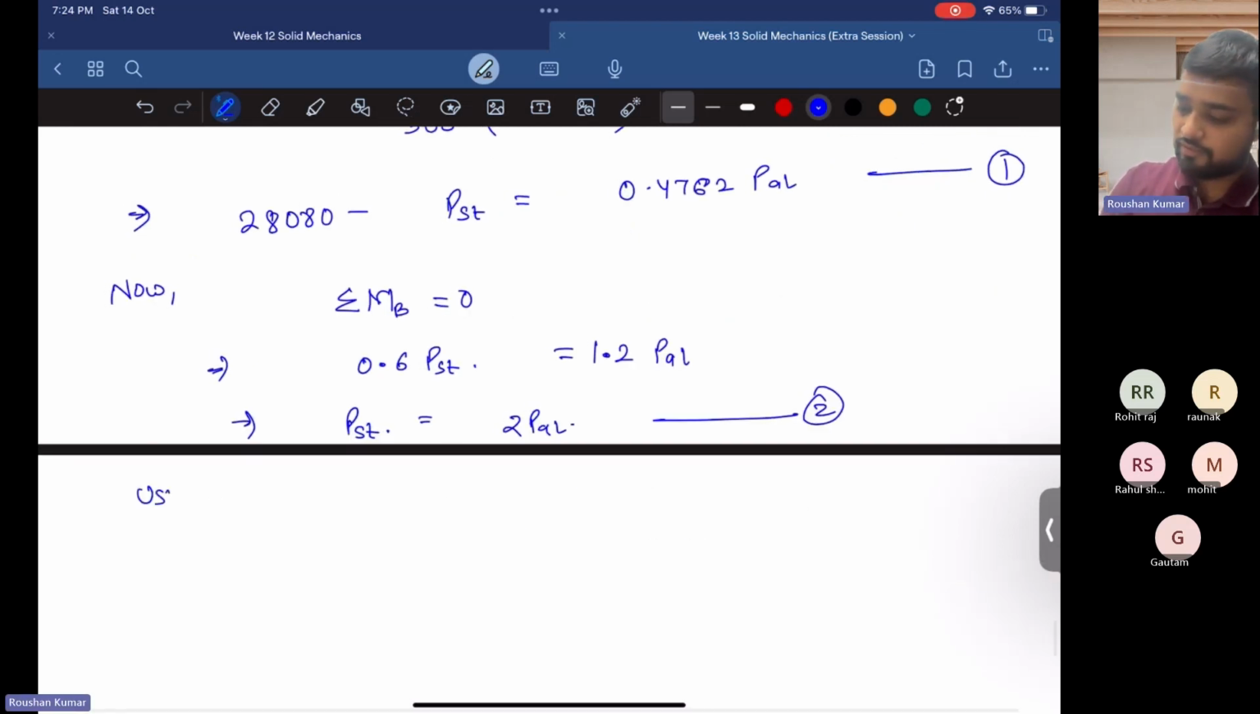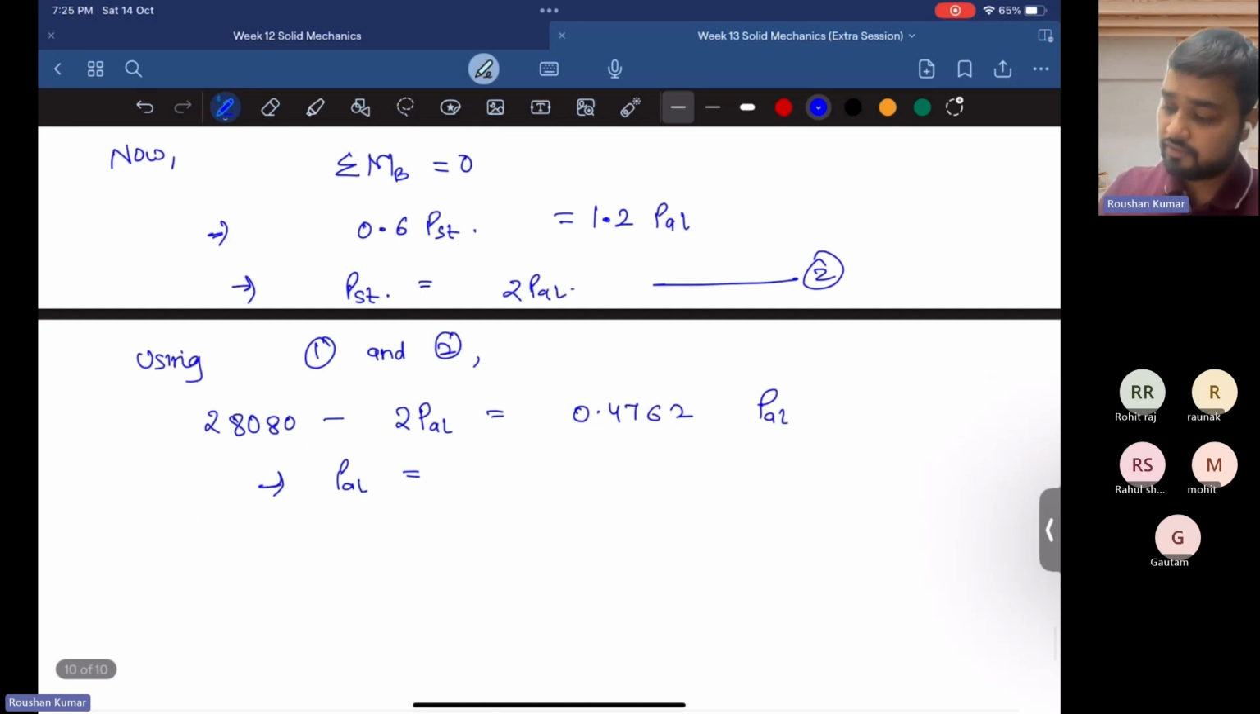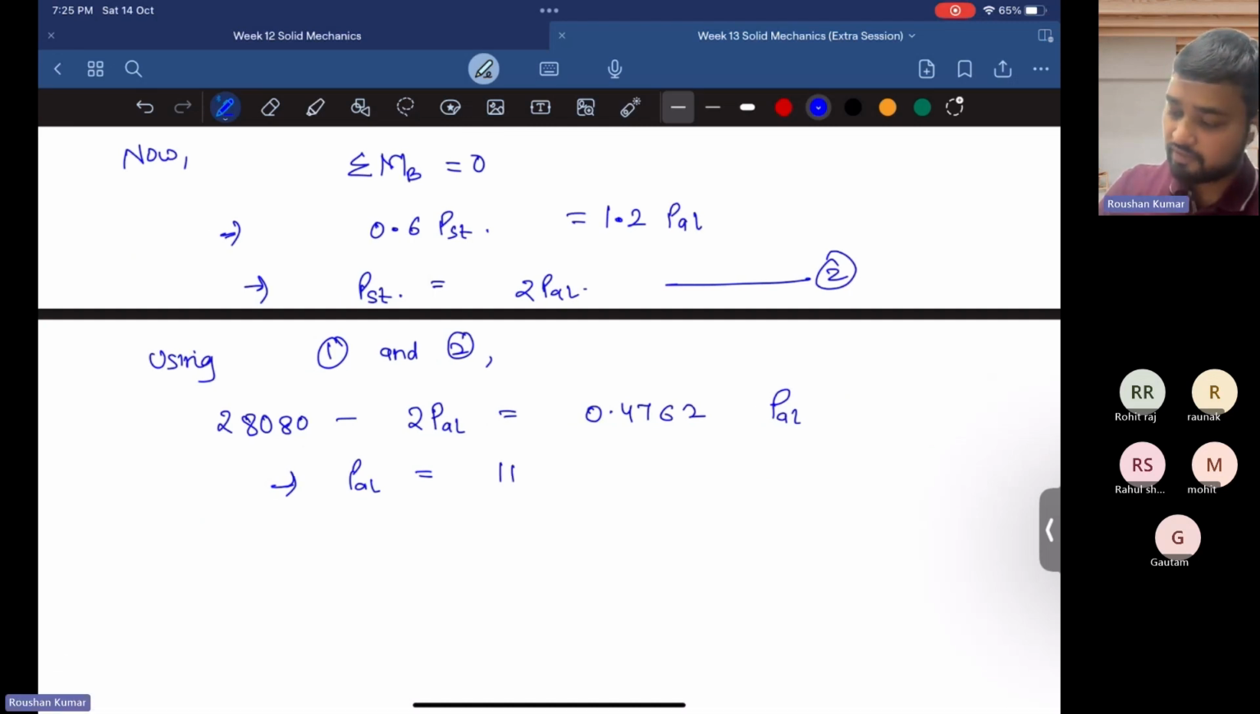Now using equations 1 and 2, we can conclude that 28080 minus 2 times P of the aluminum equals 0.4762 P of the aluminum. So the reaction force in the aluminum bar is given as 11340 Newton.